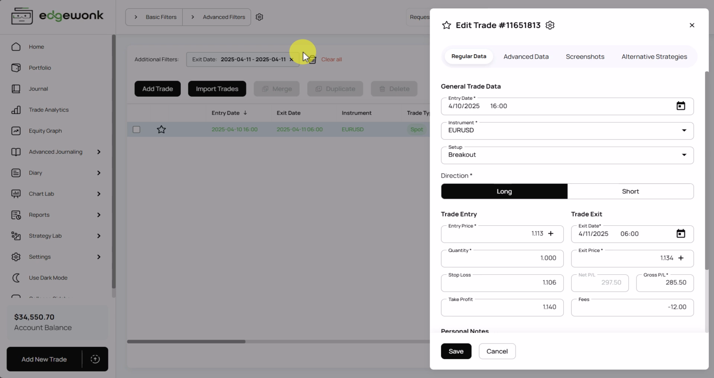In this video, I show you how to journal your trades in Edgewonk and how to then unlock some of the most powerful features in the Edgewonk trading journal. So we're looking at a Forex trade here.